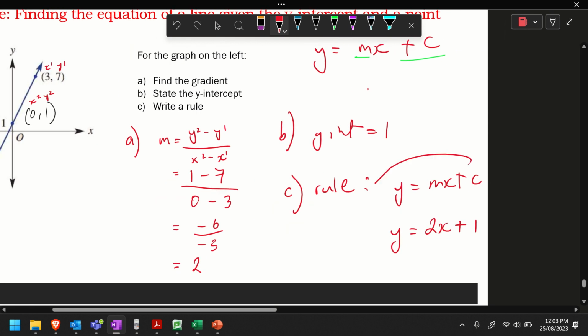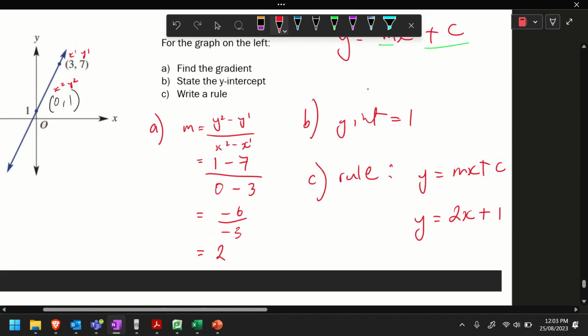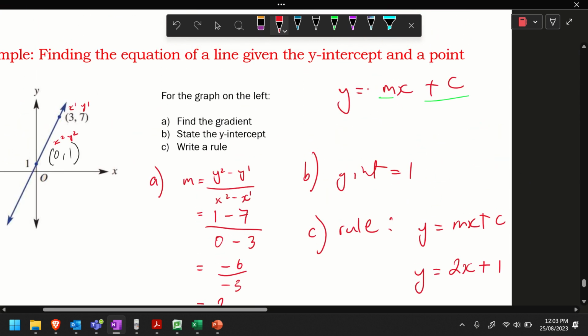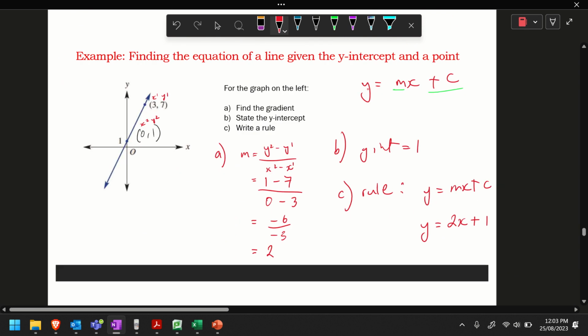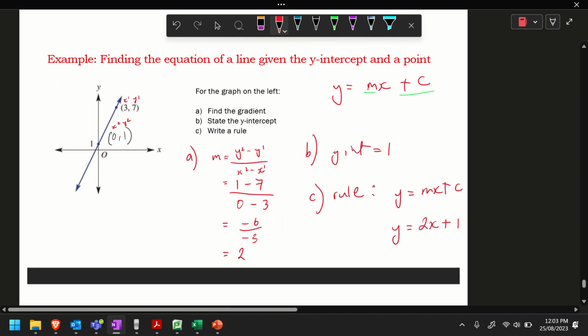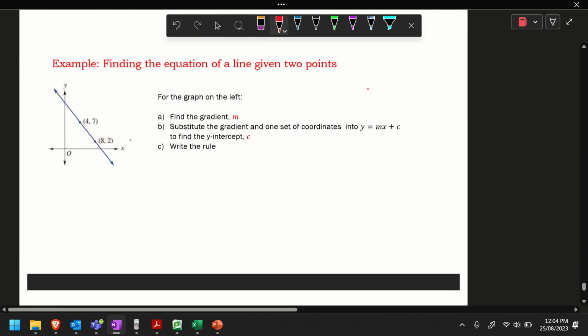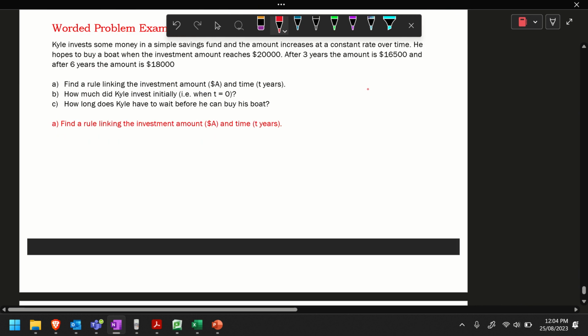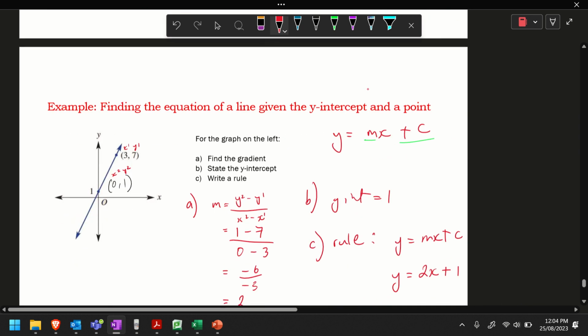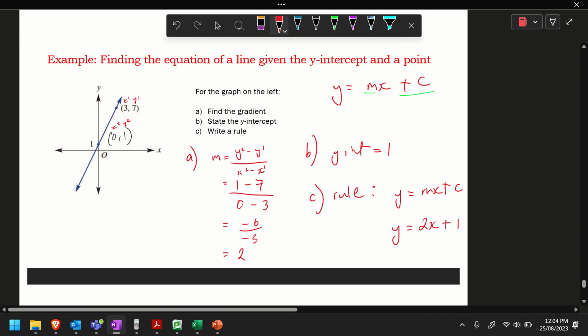Remember, your rule has to look like this. Okay, it has to. Any questions? No questions. All right. Let's do one more example, and then I'm going to let you guys work.